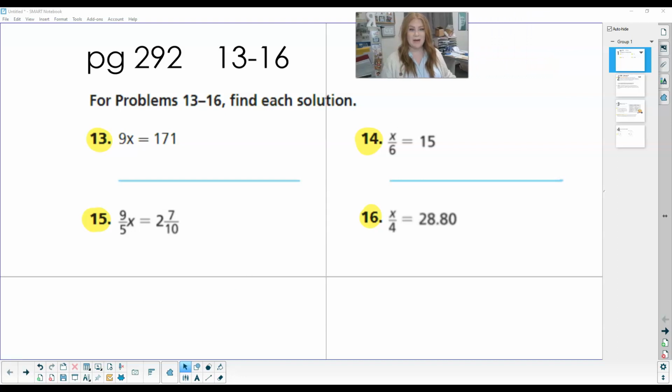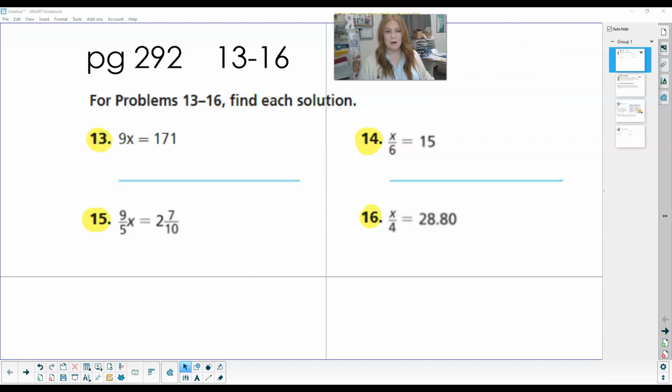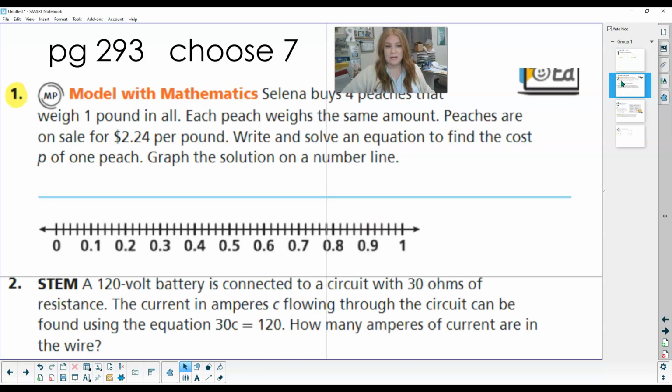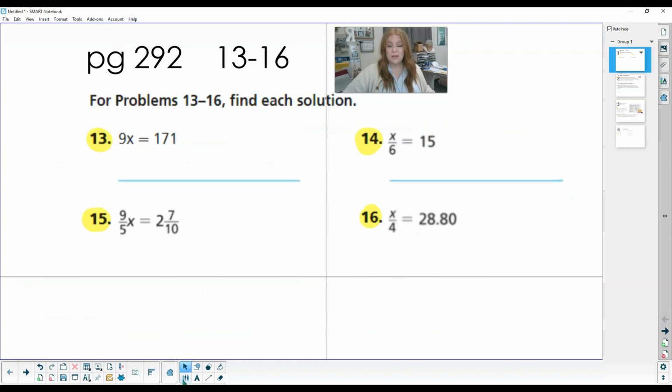For your 9.3 practice, I'm going to go over a few problems with you. On page 292, you need to do numbers 13 through 16. And then on page 293, you need to choose any 7 problems. I'm going to do a few with you to help get you started and to think about any issues you might come across. If you feel like you can do these without the video, then go for it.